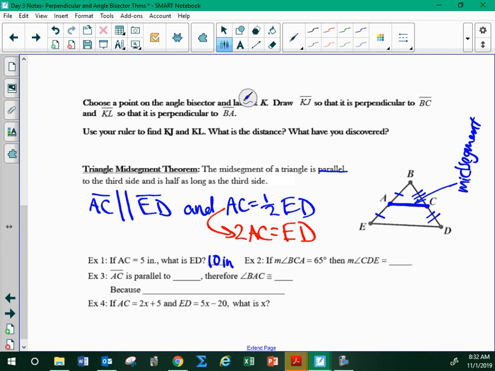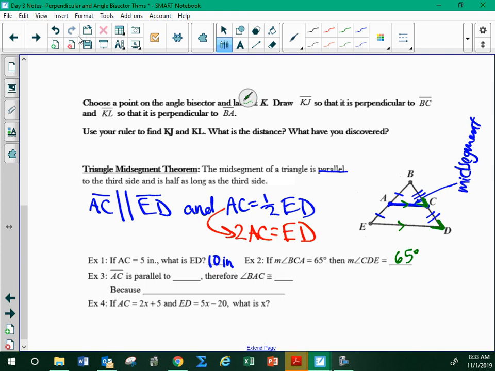Example 2 says the measure of angle BCA is 65. Then the measure of angle CDE is what? 65. Now, how do we know that that's true? Good. Corresponding angles postulate. According to our theorem here, we have that these are parallel. And these two angles, BCA and angle D, those are corresponding angles. By corresponding angles postulate, then we know that those are congruent.